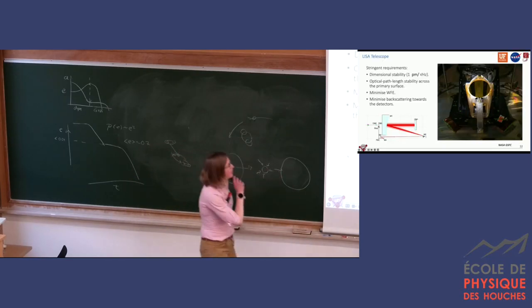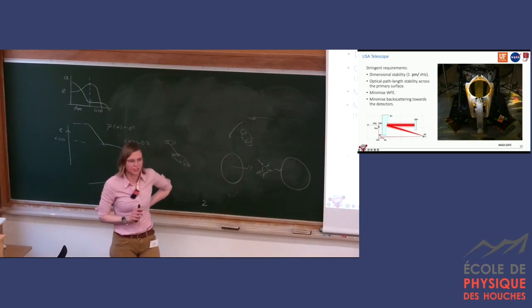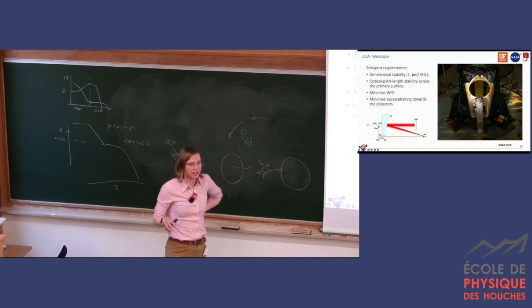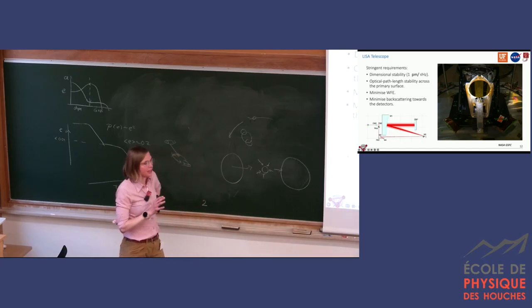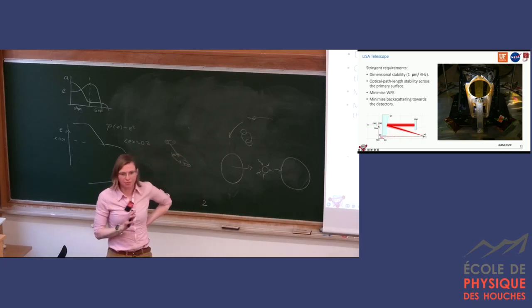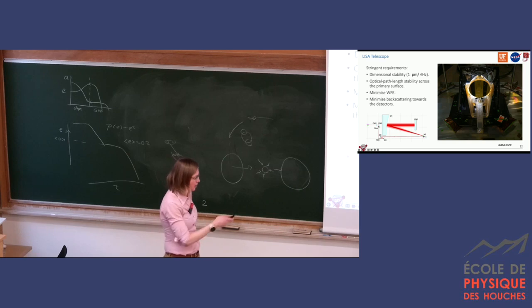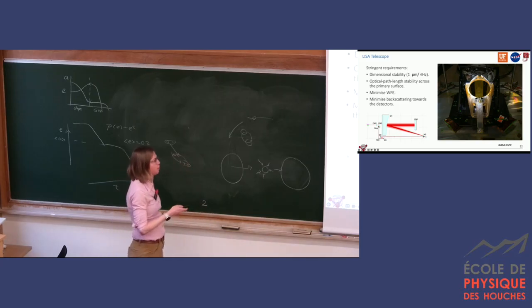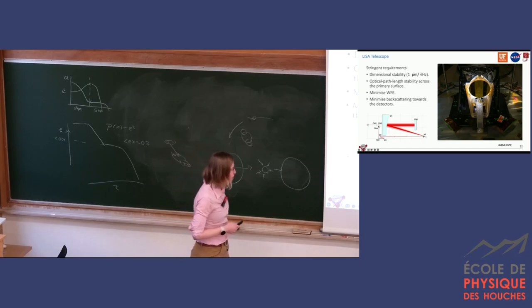Okay, so let's jump in. So the first in the chain, we have the LISA telescope. As I mentioned, the LISA telescope is developed by NASA. It's being tested at the University of Florida for its dimensional stability. Everything in LISA has to have absolutely amazing dimensional stability. This is how it looks. This is a picture from NASA of the telescope with this beautiful gold-coated primary mirror.